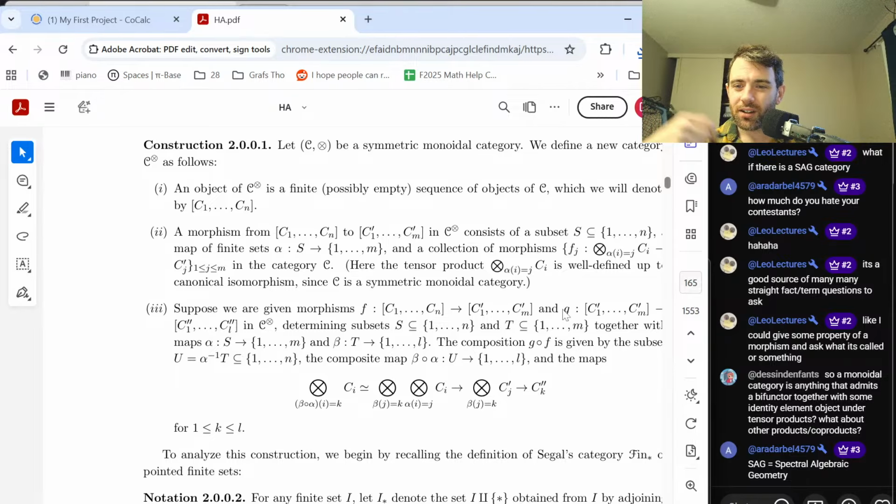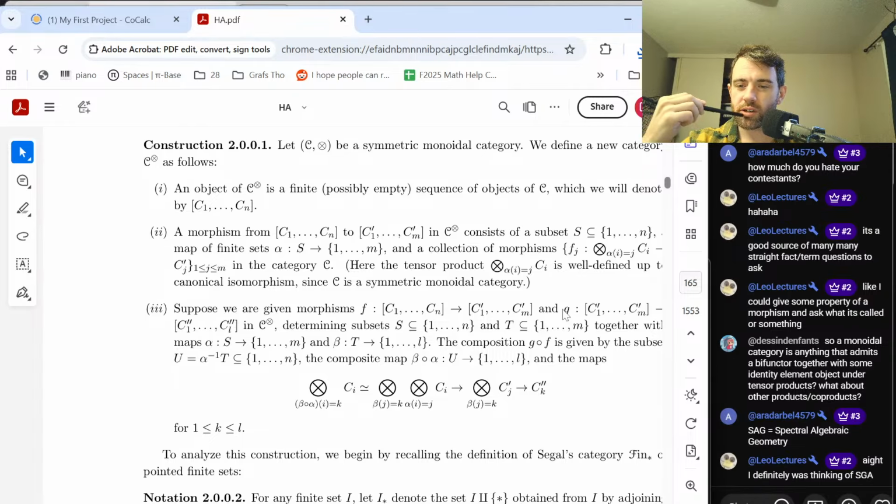So it's a good source of many straight facts, terms, questions asked. Like you could give a property of morphism and ask what it's called. Oh, I'd be cooked. I don't remember anything.